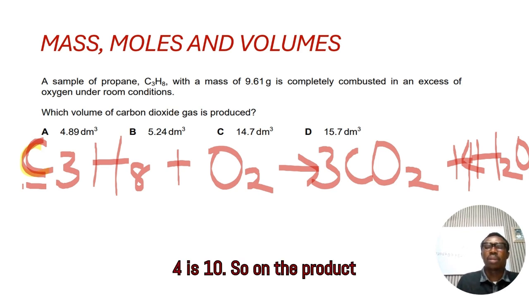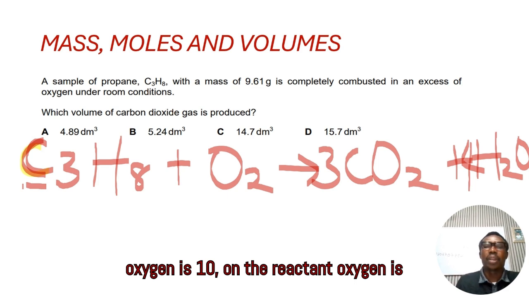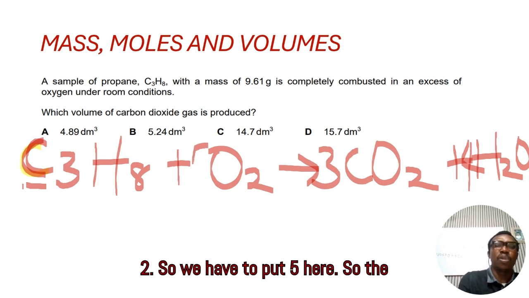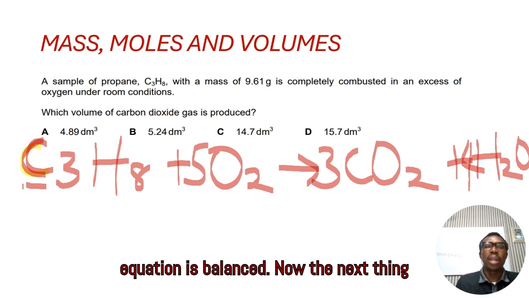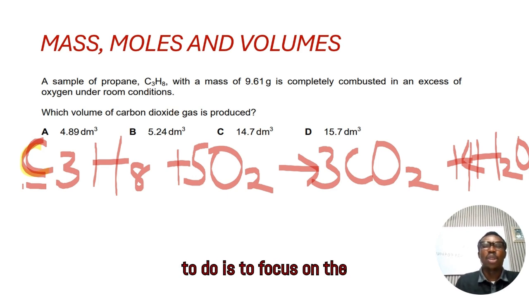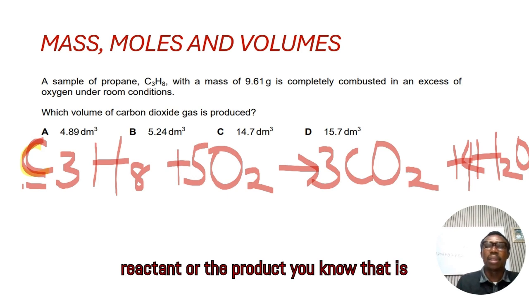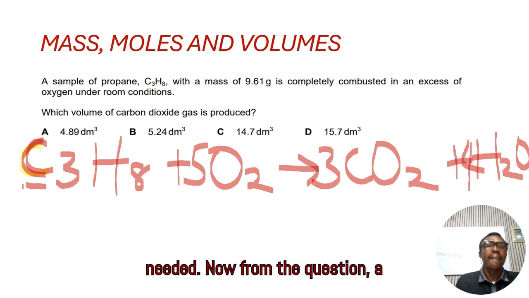So on the product, oxygen is 10. On the reactant, oxygen is 2. So we'll have to put 5 here. So the equation is balanced. Now the next thing to do is to focus on the reactant or the product that is needed.